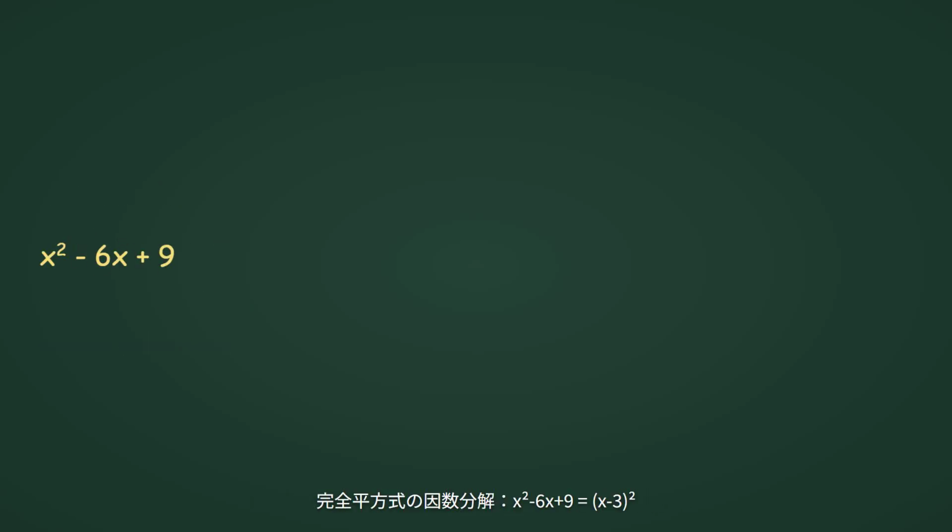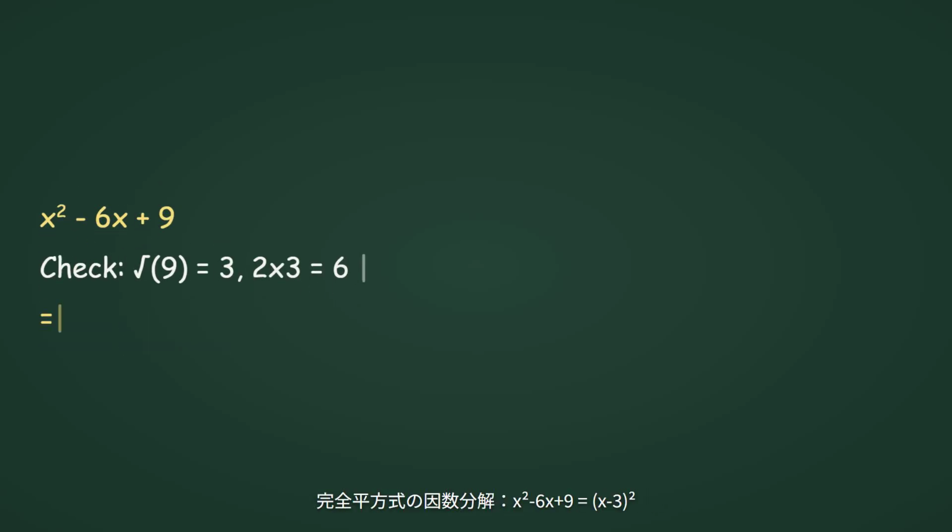Let us practice factoring a perfect square trinomial. Given x squared minus 6x plus 9, we recognize this as a perfect square because 9 is 3 squared, and 6 equals 2 times 3. So x squared minus 6x plus 9 equals (x minus 3) squared. Always check: does the middle term equal twice the product of the square roots of the first and last terms?